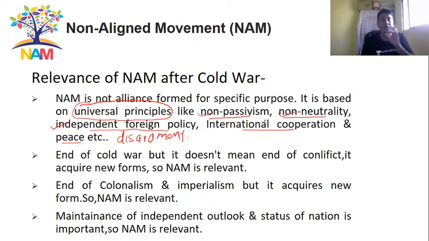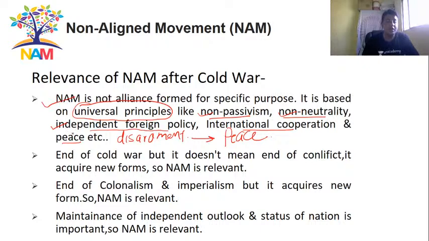So that's why NAM was not designed for any specific purpose. It is based on universal principles, and these principles are like universal truth. It was true in the past, it is true in the present, and it will be true in the future. Clear? So these are the basic principles that lead to peace. So NAM is relevant now.